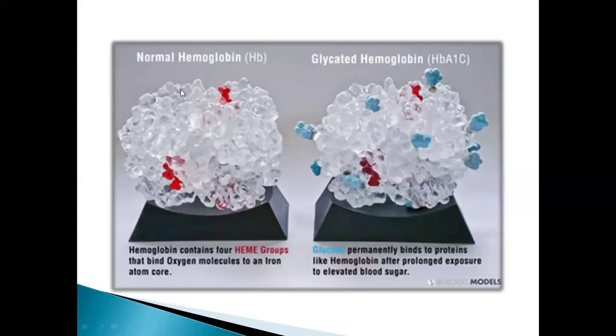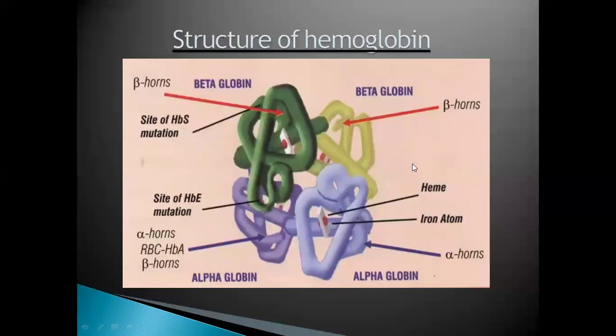So we can see here, this is the normal hemoglobin and this is the glycated one, a non-enzymatic process where the glucose is going to attach on the hemoglobin residue. So glucose permanently binds to a protein like hemoglobin after prolonged exposure to elevated blood sugar. That is nothing but HbA1c. Just see the structure of hemoglobin. You all know about the structure. There is an alpha chain and a beta chain.